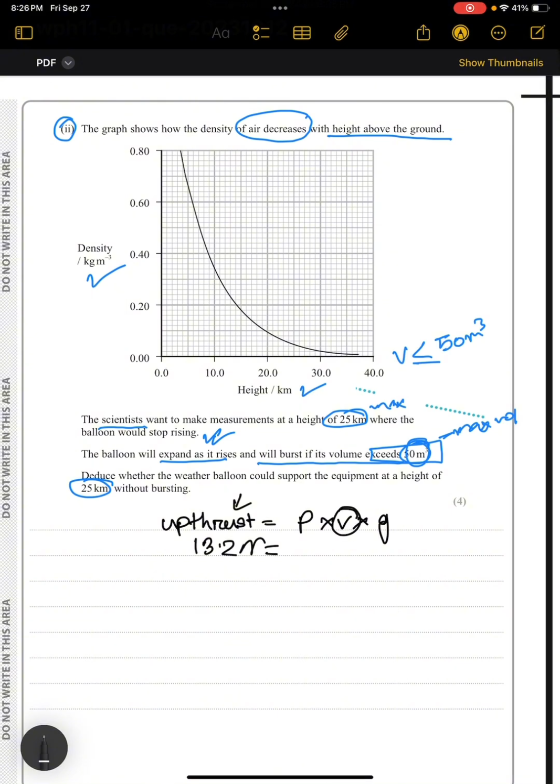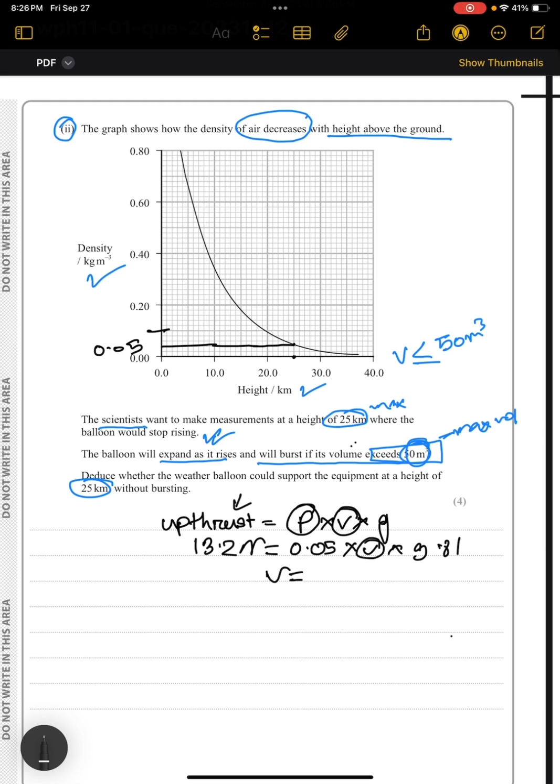We all know the density. We can find out the density using the graph. At 25 km, this is the 25 km. At this position, the density will be, if this is 0.10, then this is going to be 0.05. So we can say 0.05 into volume into 9.81. We can use that to find out the V.